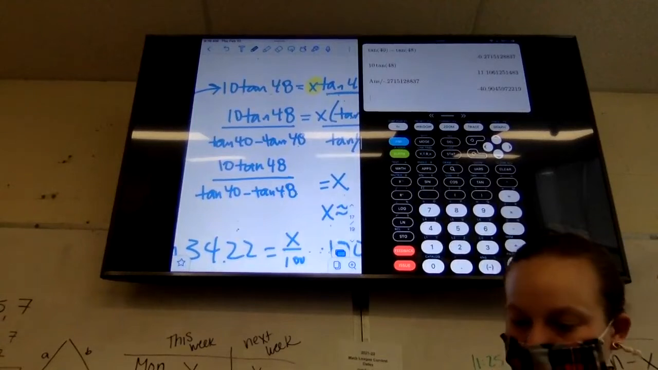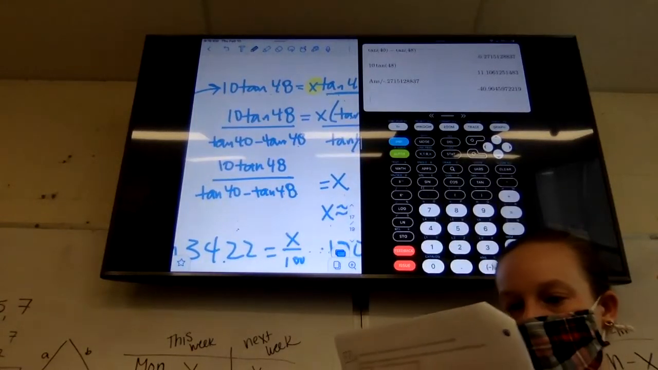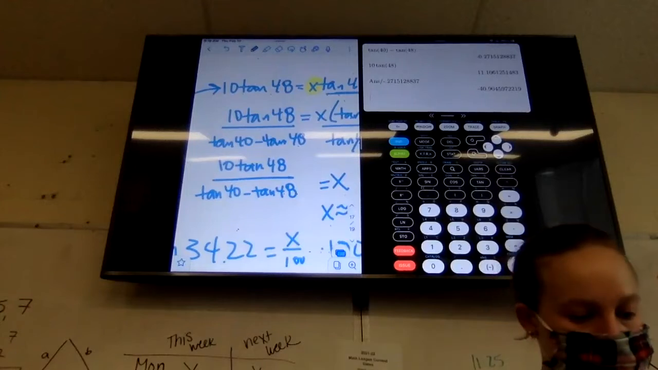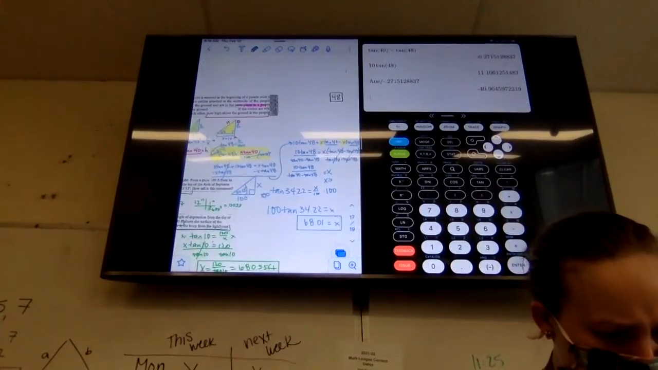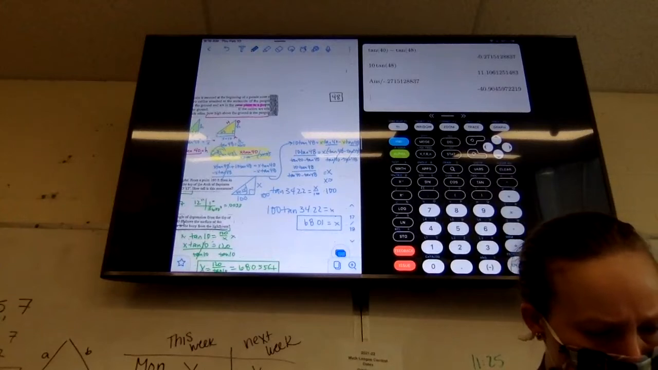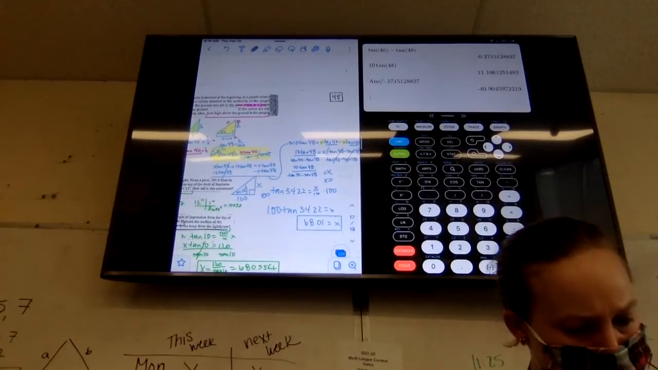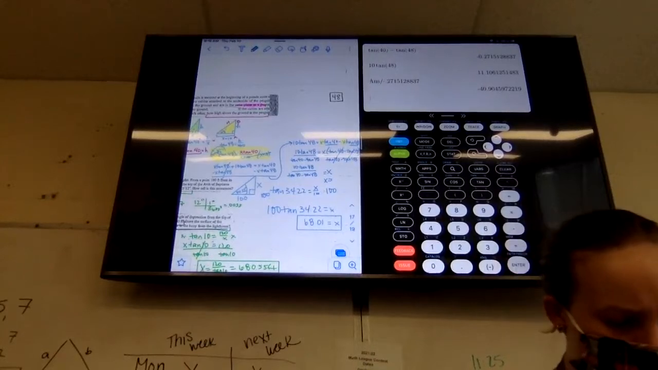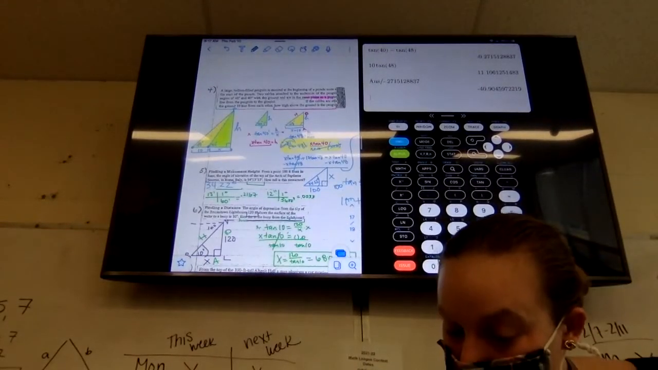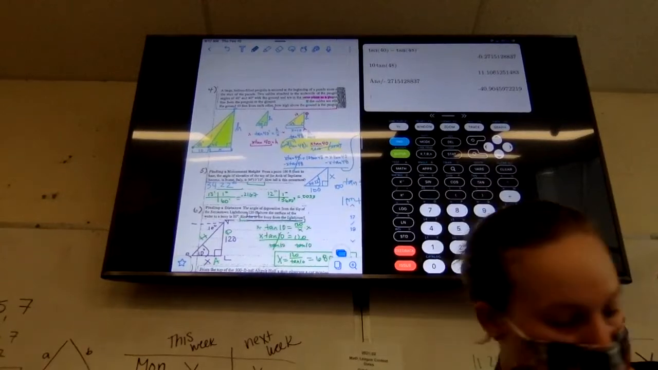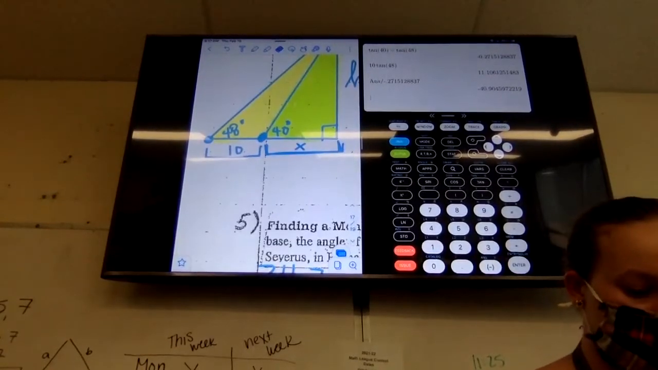Well, why did I get a negative number? Did we carry something through? Oh, I mislabeled my angles at the very beginning. It's really awkward. Team timeout. Go back.